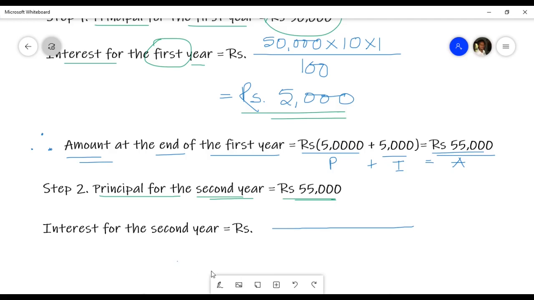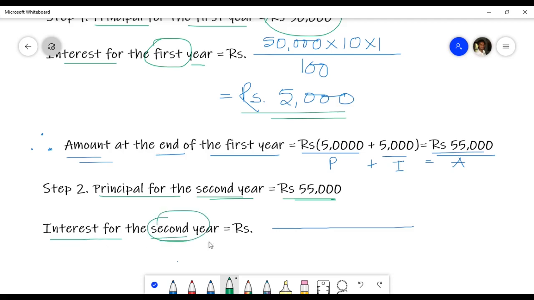Step 2, we'll find the principal for the second year. Now remember that the amount of the first year becomes the principal of the second year. So the principal for the second year is rupees 55,000. We are going to find interest for the second year. You know the formula to find interest, principal into rate into time by 100. Now here the principal for the second year is rupees 55,000 into rate is 10%, and we are finding it for 1 year, so time will be 1, divided by 100.